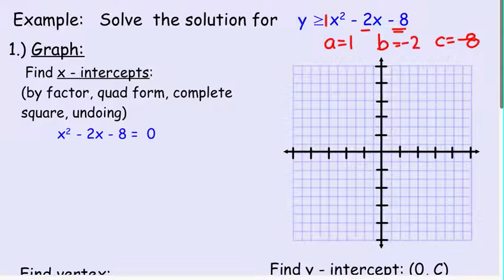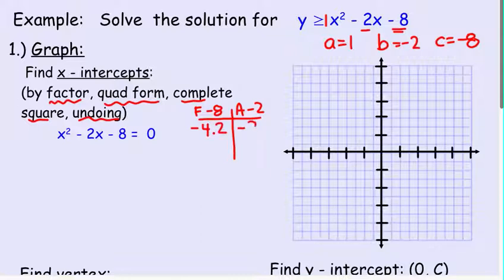So one of the things we want to do is find the x-intercepts. If you remember finding x-intercepts from earlier in this chapter, you can factor it, use the quadratic formula, complete the square, or undo it. The best way in this example would be to factor it using the T-chart method. So I'm going to say, what are the factors of -8 that add to -2? Well, -4 times +2 adds to -2. So these are the numbers we're going to work with.